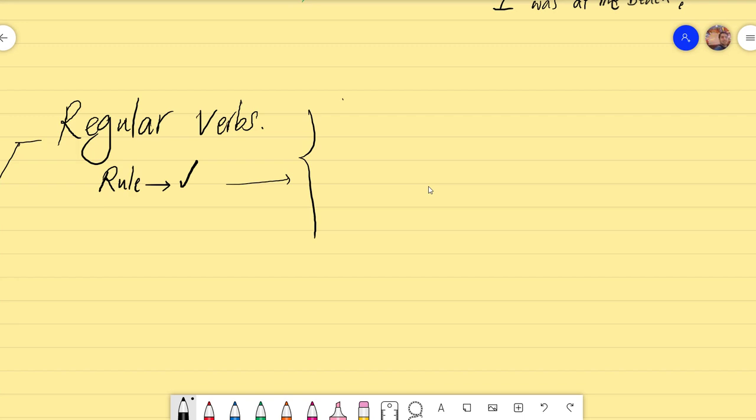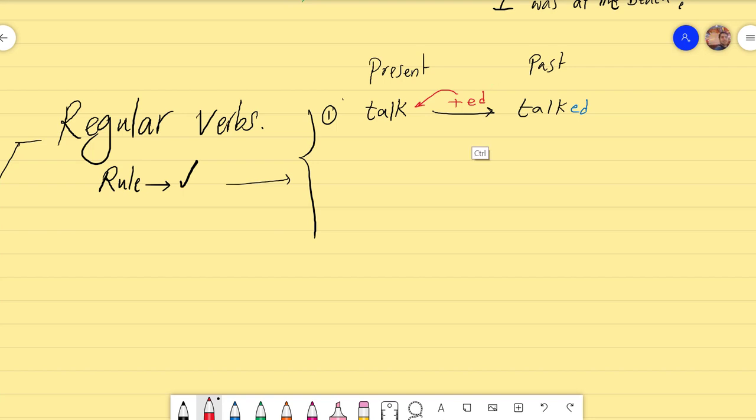Now, for example, and what are those rules? Let's take a look at them. Number one, the present form is, for example, talk. So talk, what is the past form? Past of talk is talked. Let me write that with another color. Talked. So what is the rule here? Plus ed. So this is the rule. If we add ed to the verb, we have the past form.